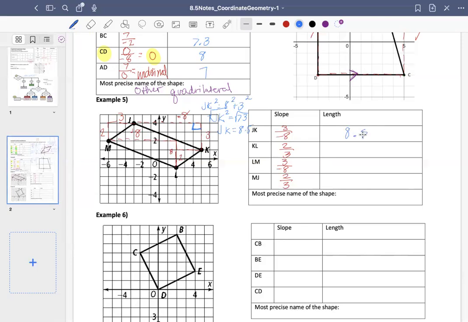Okay, let's look at KL. Right here's that right angle, so we can use the Pythagorean theorem. KL squared is equal to 2 squared plus 3 squared. So when we simplify that right-hand side, we get 13. We root both sides. So we get KL, and the square root of 13, when we round off, is 3.6.